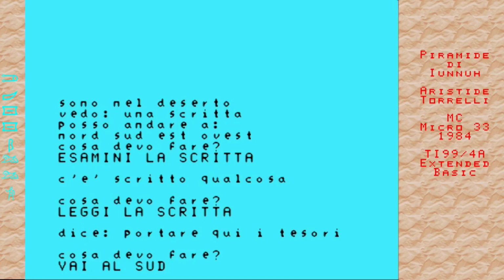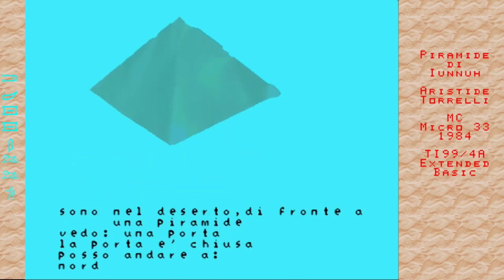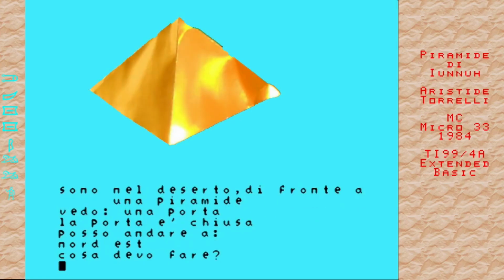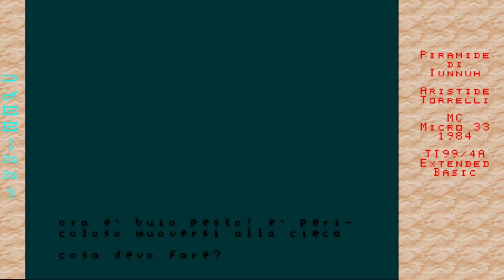So, as is traditional for adventure games of this era, you have to go and find treasures and then bring them somewhere in order to win the game. We've now managed to find the Pyramid of Iunnuh. We can see a door, and unfortunately the door is shut. So our second puzzle, after finding the pyramid, is to open the door, and we have nothing to open the door with. So I've now got inside the pyramid, we've skipped forward in time, and it's dark.